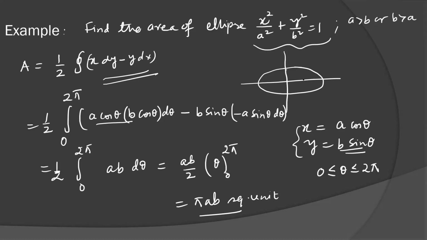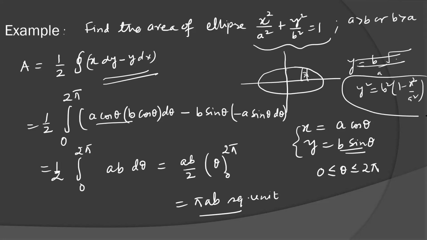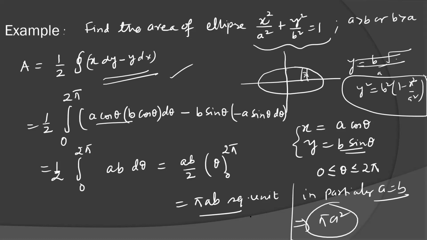But if you find it in x and y variables, it is very difficult to evaluate the area of the ellipse, because then you have to take the value of y equal to b by a under root a square minus x square. You will get b square times 1 minus x square upon a square. So y will become in this form only. So that will be difficult. But using Green's theorem, the area is very easy. In particular, if you put a equal to b, then it will become a circle. Then the area will become pi a square, where a is the radius of the circle here.